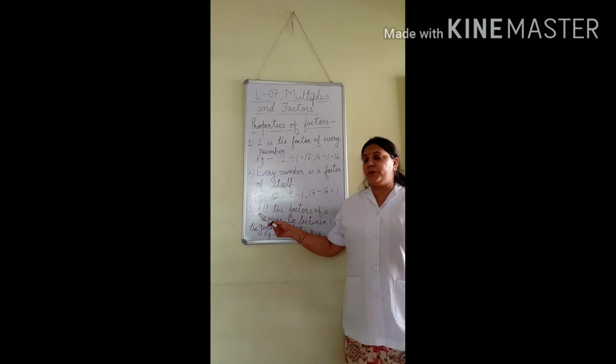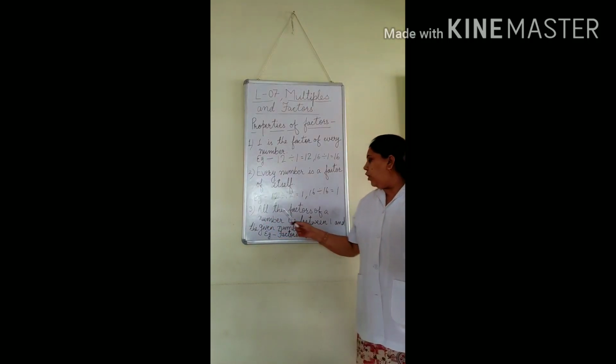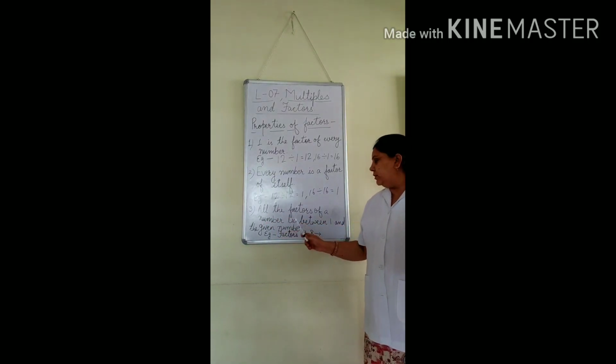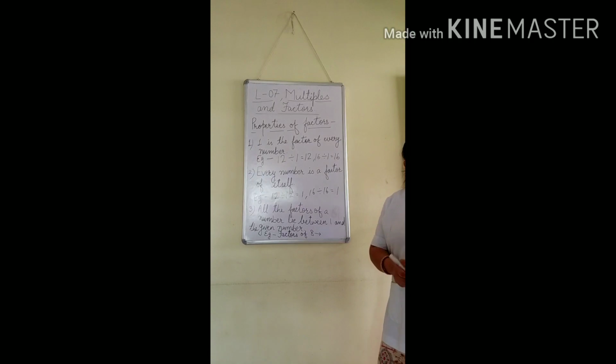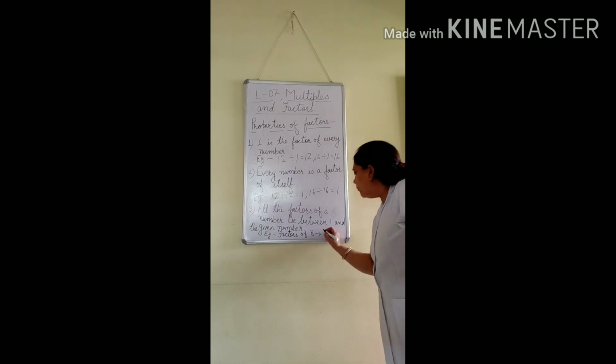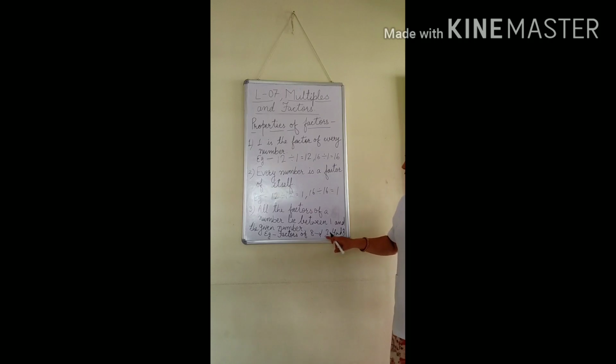The third property of factors is that all the factors of a number lie between 1 and the given number. Example, factors of 8. Factors of 8 are 1, 2, 4 and 8. Here, the factors start with 1 and end on 8.